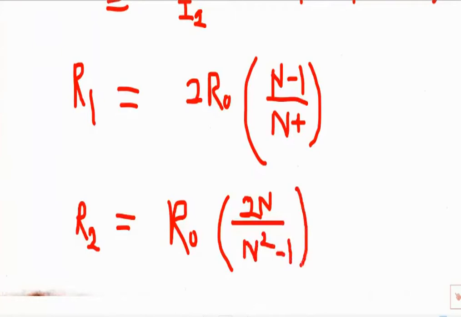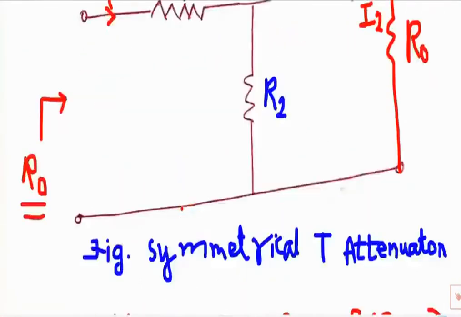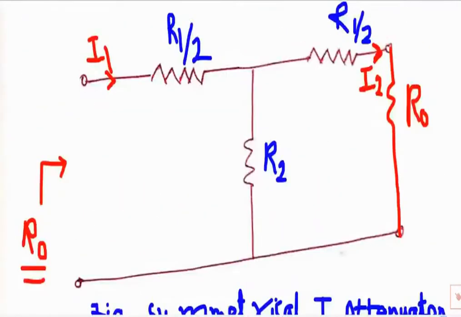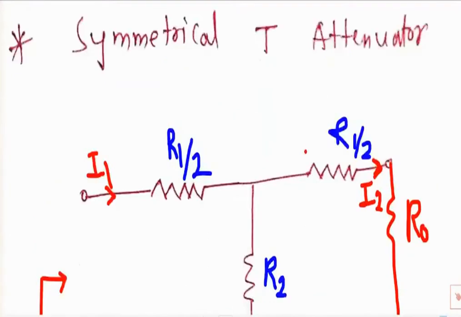In the question, R0, the design impedance, will be provided, and the current ratio will be provided, and you have to design the T-type attenuator. Just substitute the values and you will get the value of R1. Just substitute the values and you will get the value of R2. After that, the end point is you should draw the diagram with proper component values. Shall I repeat once again?